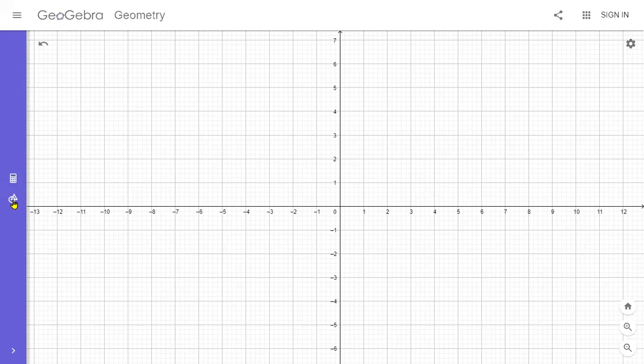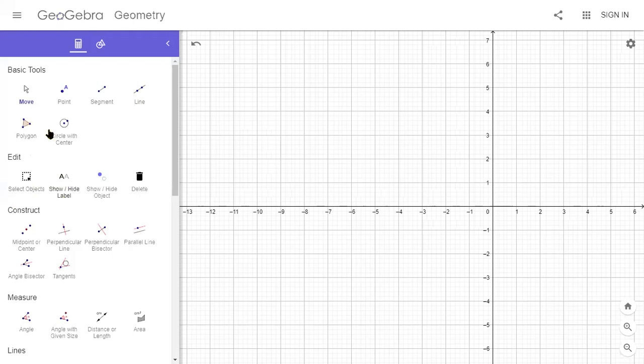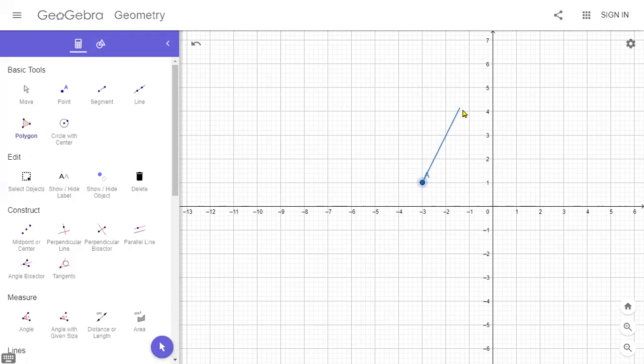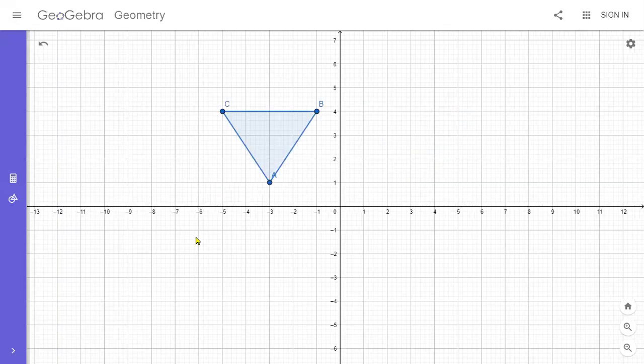Okay, first of all, let me take one object. Let me make one triangle here, which is going to be reflected by the line y equals x. Yeah, this is a triangle ABC, which is going to be reflected by the y equals x line.